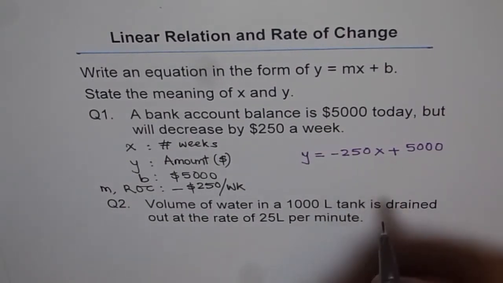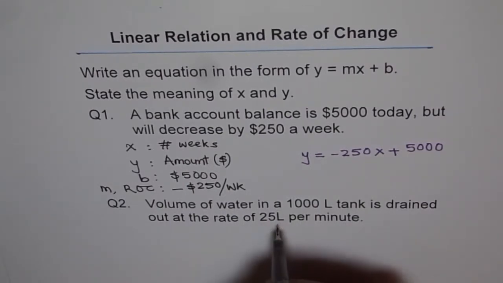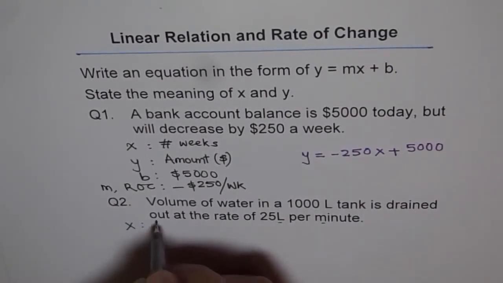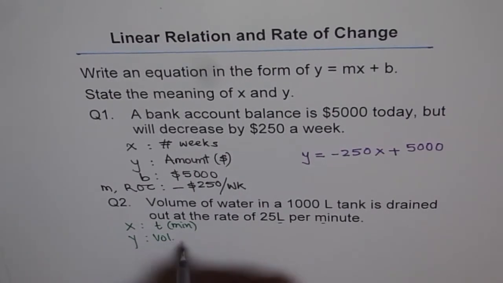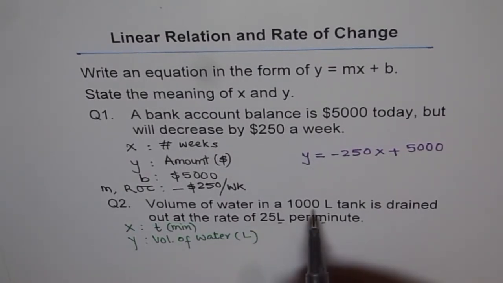I hope you understand. Now let's move on to question number 2, and we'll do a similar analysis and write down our equation. Question 2. Volume of water in a 1000 liter tank is drained out at the rate of 25 liters per minute. This also gives you both your variables. Liters per minute: liters is volume, per minute is time. So x is time in minutes, and y is the volume of water in liters, correct?